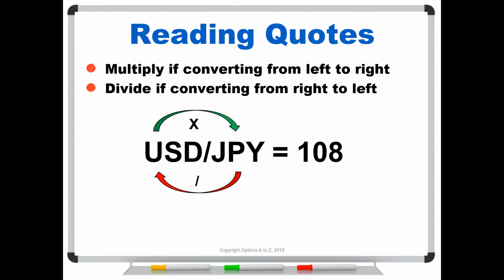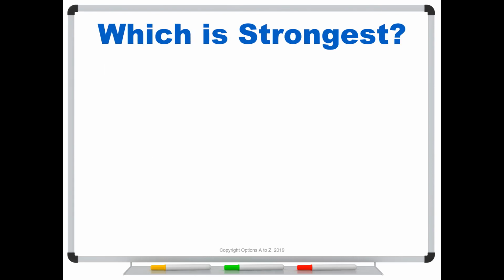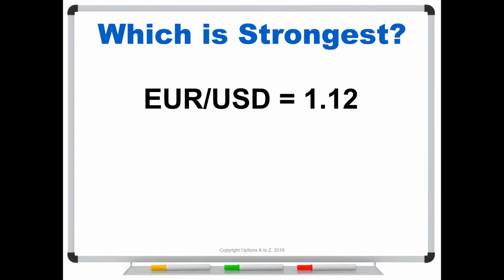Another area where new traders get tripped up is to figure out which currency is the strongest. So let's take a look at the euro US dollar again, trading for about $1.12 right now. Which currency is the strongest? Well, here's really the easiest way to figure it out. If the currencies were on par with each other, or maybe what we would call trading at parity, the quote would be 1. 1 US dollar exchanges for 1 euro.